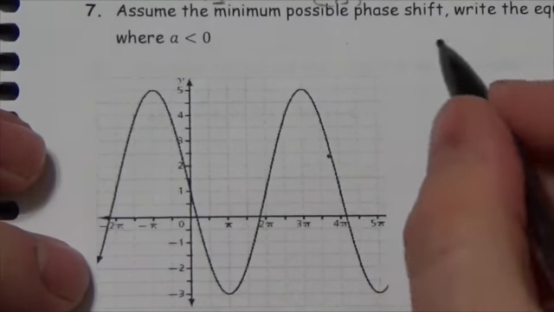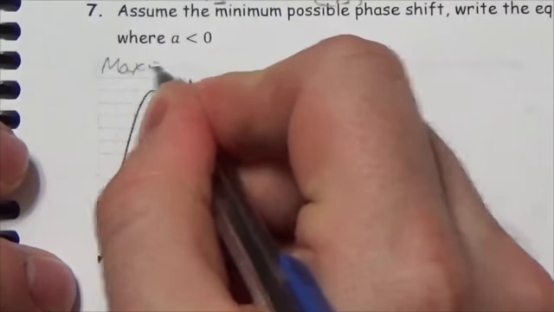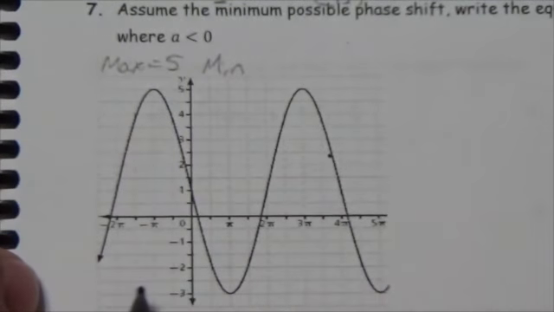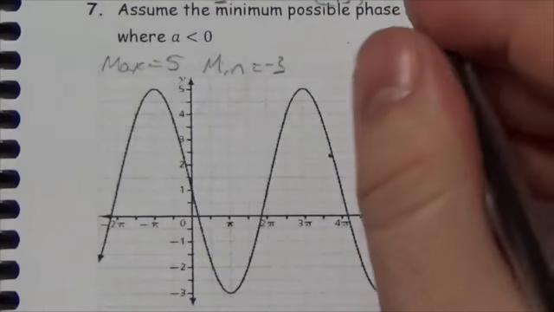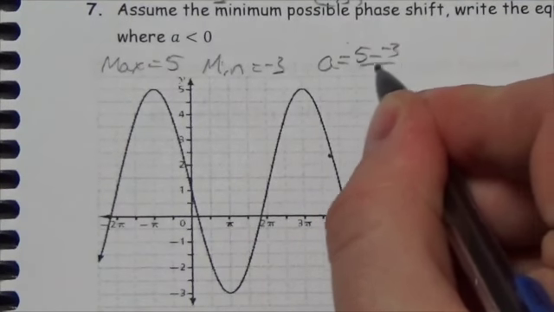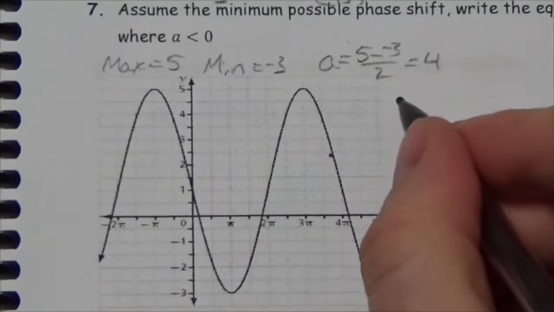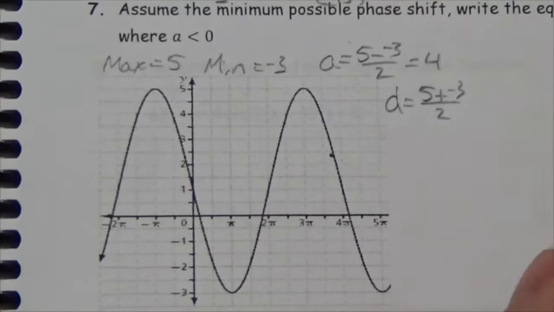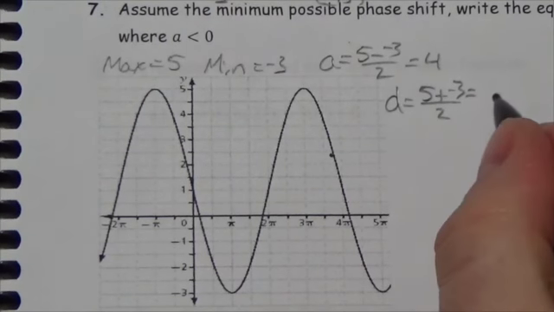Now to build the equation, I need to know a few things. First of all, let's look at the same stuff that we've been looking at for the last little while. Grab the maximum value. The maximum value here is 5. Grab the minimum value, and the minimum value is negative 3. From there, I can start to really build this thing. So I know that my a value is going to be the max minus the min over 2. So that's going to end up being 4. 5 minus negative 3 is 8, divided by 2 is 4. D is going to be the max plus the min over 2. And so 5 plus negative 3 is 2, divided by 2 is just 1.